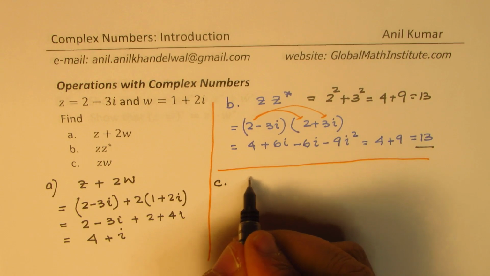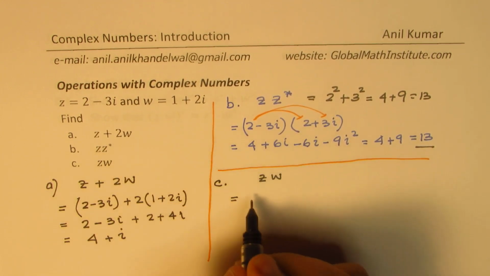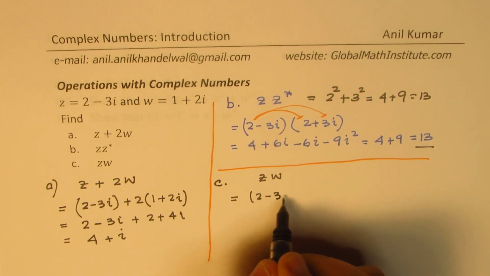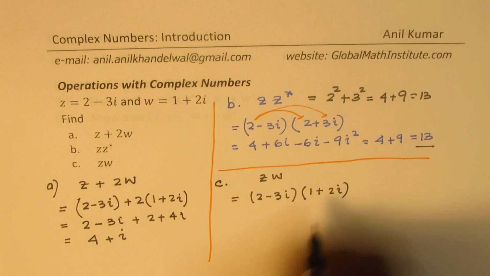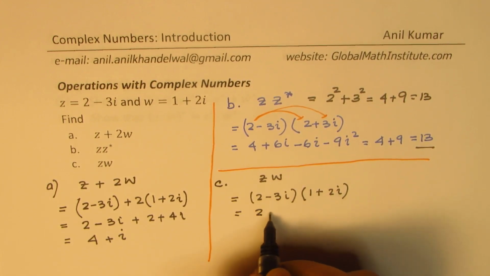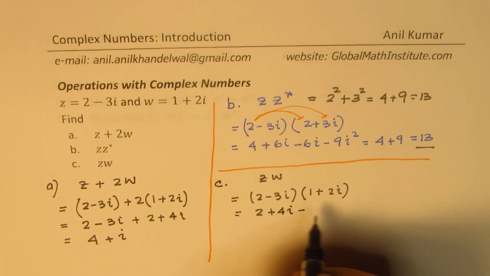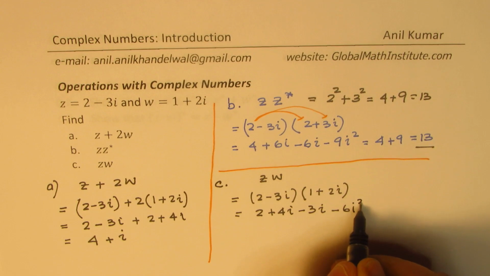What is z times w equal to? The complex number 2 minus 3i times the complex number 1 plus 2i. So we'll apply the distributive property. 2 times 1 is 2. 2 times 2i is plus 4i. Minus 3i times 1 is minus 3i. And minus 3i times 2i gives you minus 6i squared.